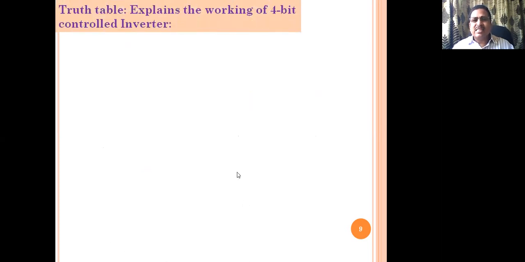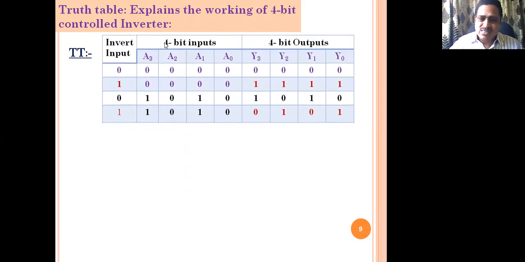The idea will be clearer with the help of the truth table of the 4-bit controlled inverter. See here, a very simple construction. We have one common input called invert input, and the 4-bit data input A3, A2, A1, A0. We can have any combination; the possible number is 16, and I have taken only a couple for the sake of understanding. The resultant 4-bit output of the logic diagram that we have learned is Y3, Y2, Y1, Y0.